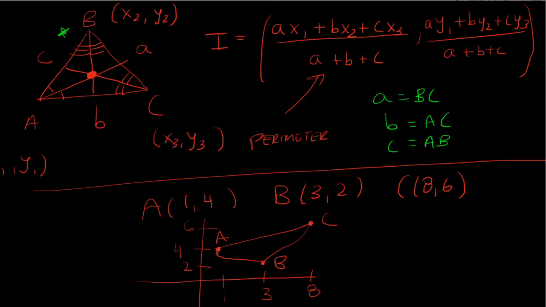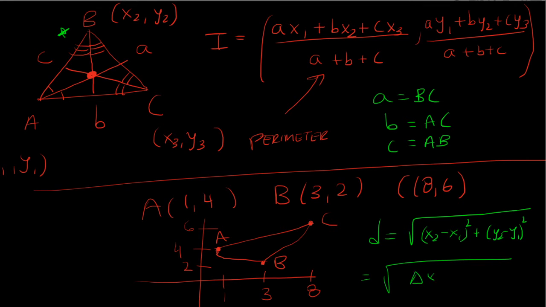So the distance formula is the square root of x2 minus x1 squared plus the difference in y2 minus y1 squared. This looks complicated. So what I like to think about this as is the change in x squared plus the change in y squared. Now for the change, it doesn't matter if it's positive or negative because it's going to be positive once you square it. So it's really not a big deal.